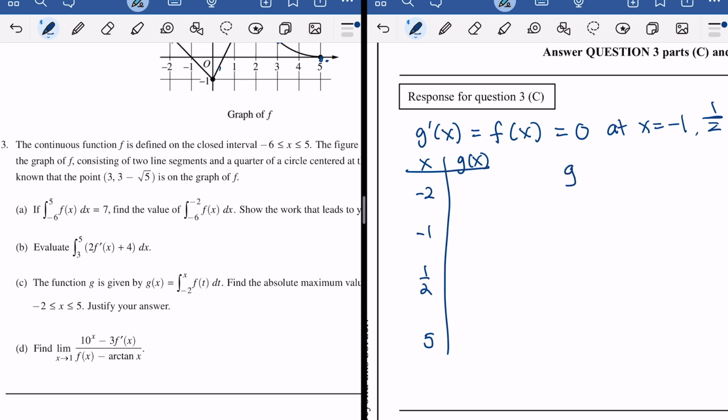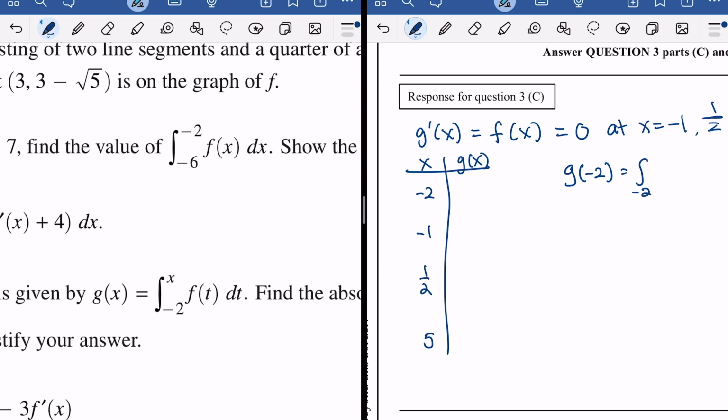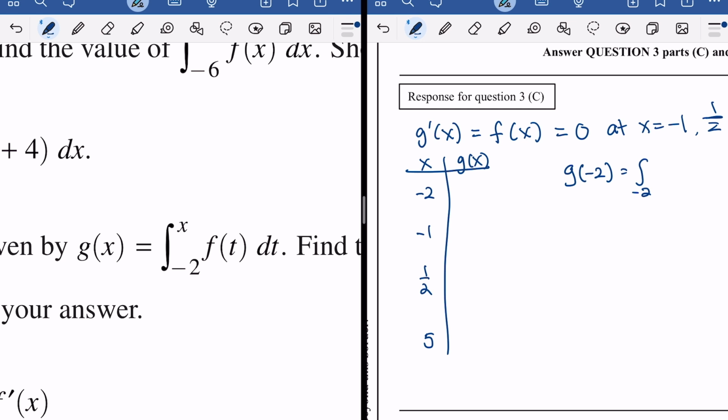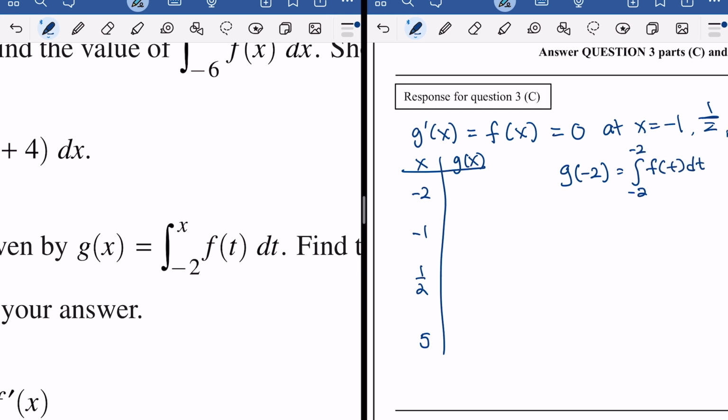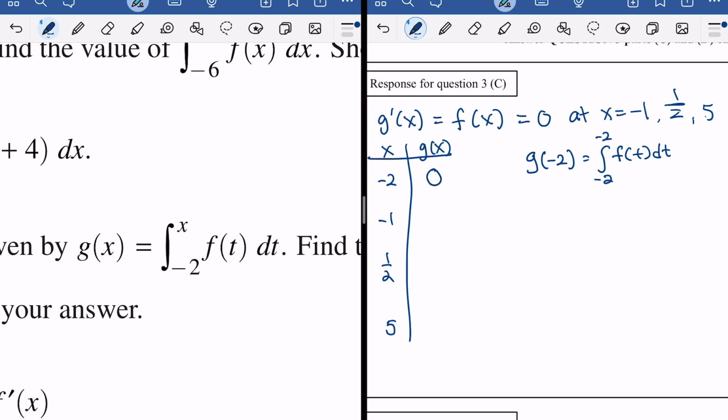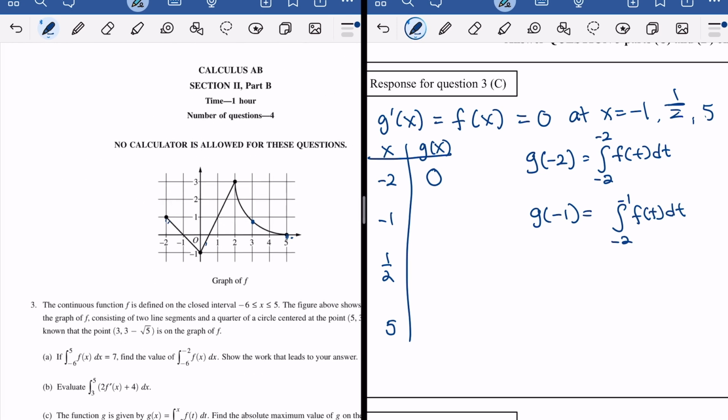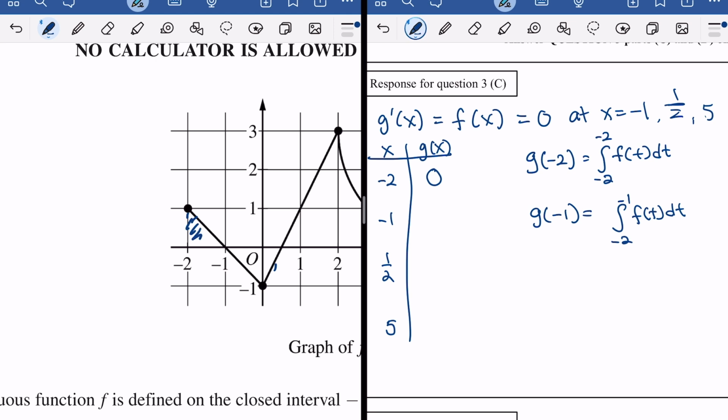So here, if I want to evaluate g of -2, all I need to do is plug in -2 into the x value for this integrand here. So according to our integral property, this will be equal to 0. The next one, g of -1, is the antiderivative from -2 to -1, f of t dt. We already computed that before. That is our triangle from here to here, which is 1/2.